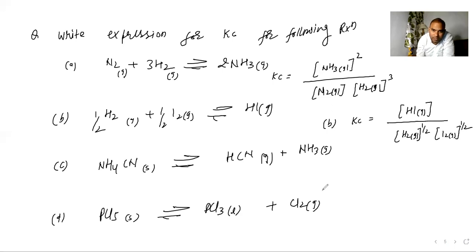If you are talking about C, can you please tell me the Kc value for this one? So this will be 1 over, HCN to the power 1 multiplied by NH3. Yes, and that is it. Okay, that is good.